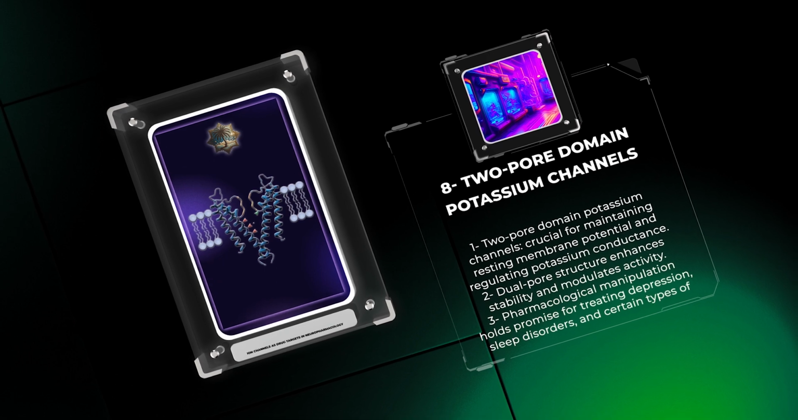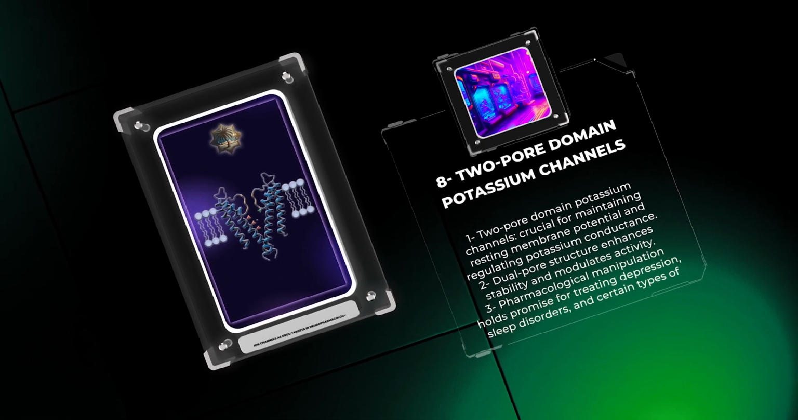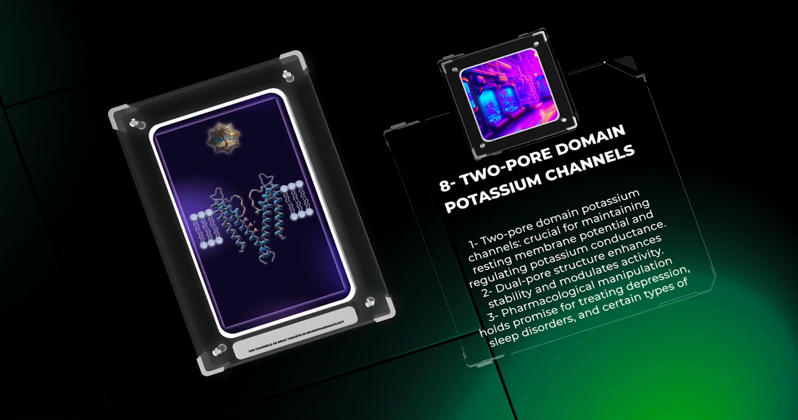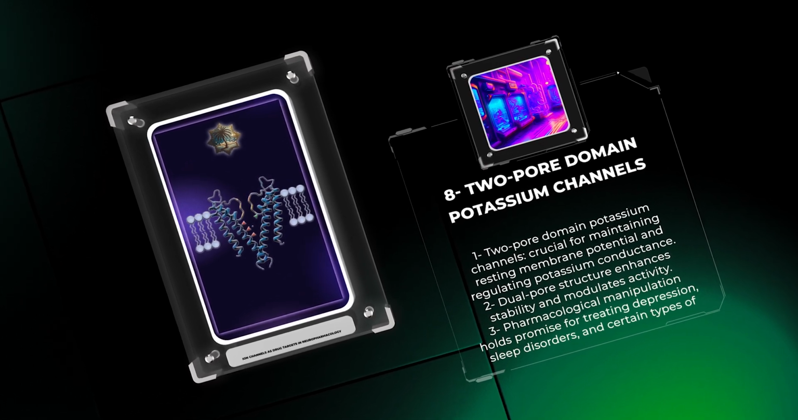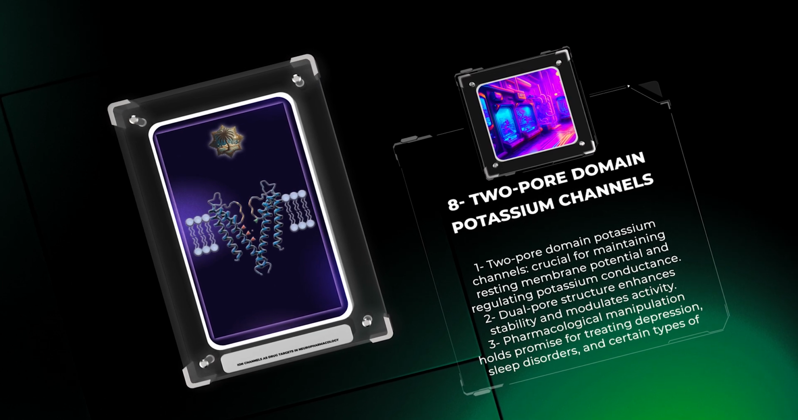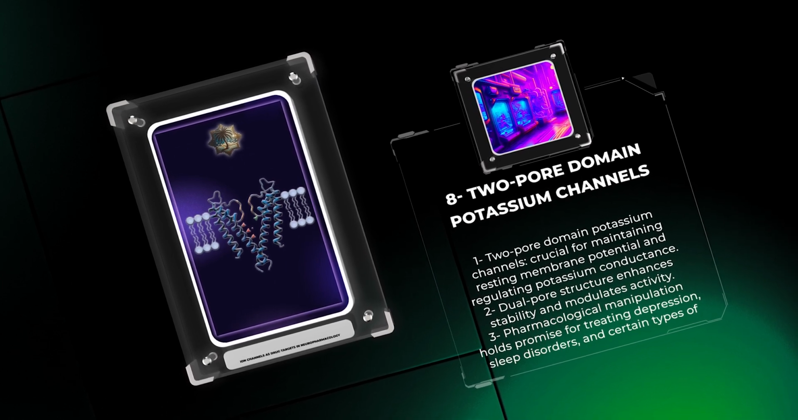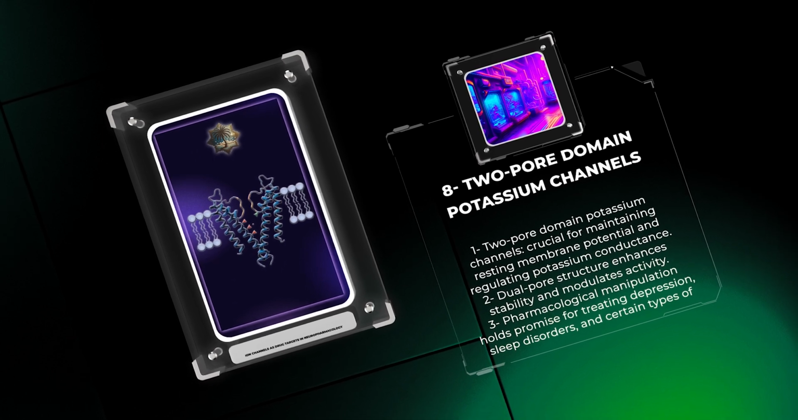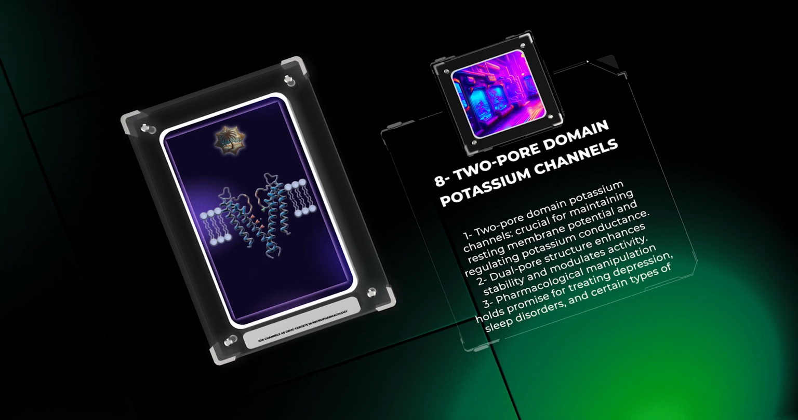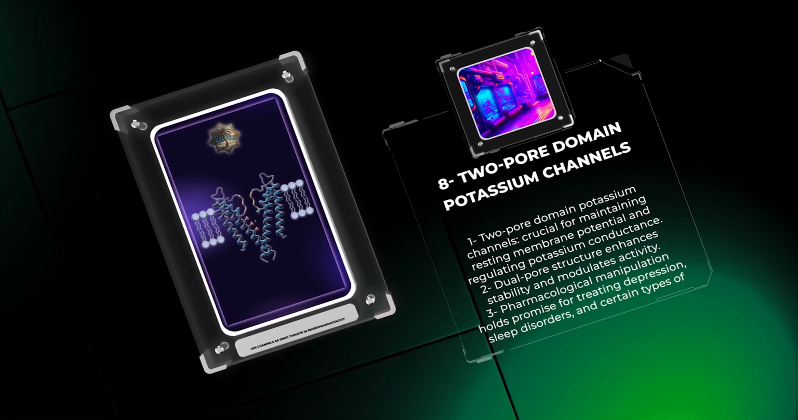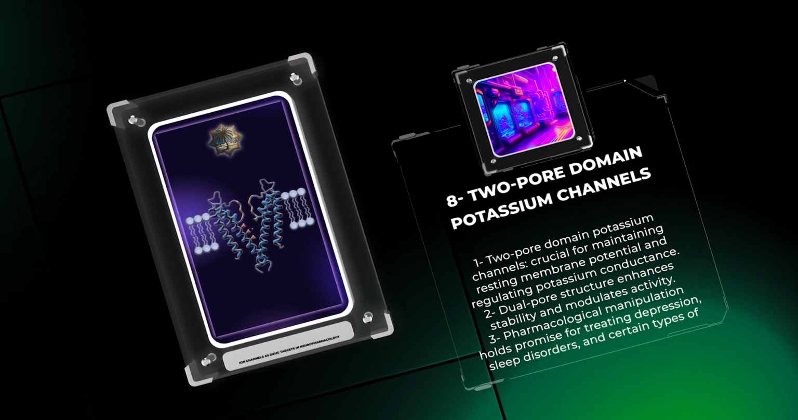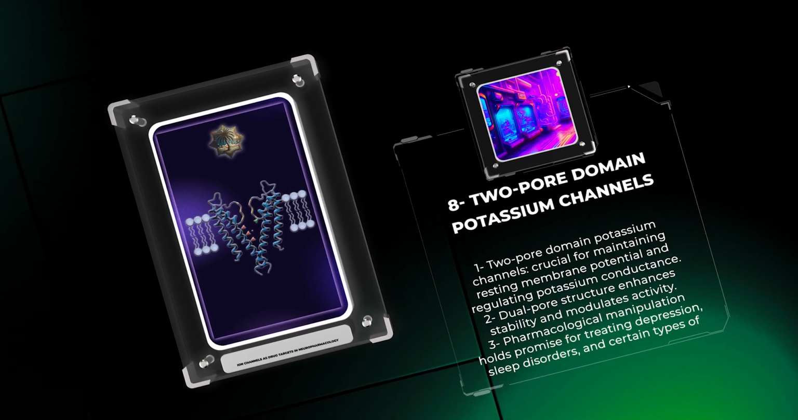Two-pore domain potassium channels are found throughout the body and are involved in important processes such as cellular excitability, hormone secretion, and kidney function. Pharmacological manipulation of these channels holds promise for treating various disorders. For example, drugs that specifically target TASK-1 or TASK-3 two-pore domain potassium channels have shown potential in managing conditions like depression, sleep disorders, and certain types of cancer. The distinctive characteristics and widespread distribution of these channels make them attractive targets for future neuropharmacological interventions.